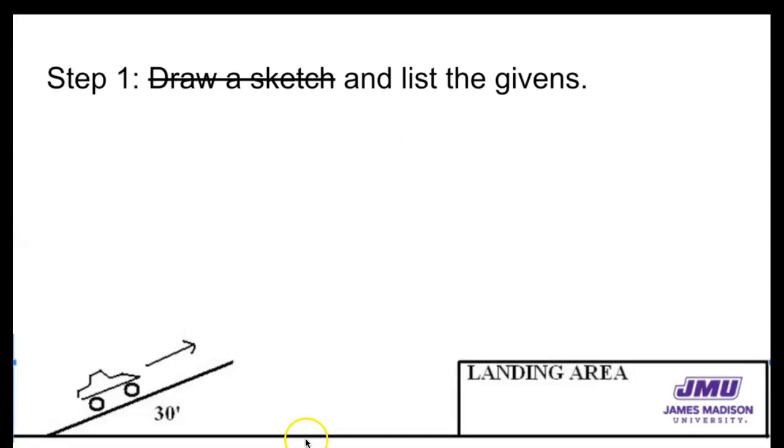Okay, step 1, draw a sketch and list the givens. I don't need to draw a sketch if it's given to me with a picture, so we could jump straight into listing some givens. In the x direction, the horizontal direction, I know the acceleration is that there's none, and in the y direction, I know the acceleration is negative 9.8 meters per second squared, and as I said, I know that the displacement is 0.